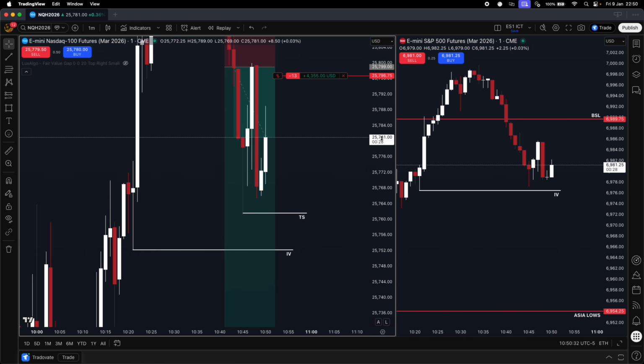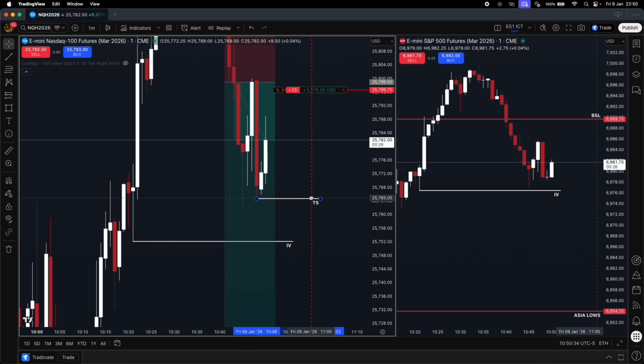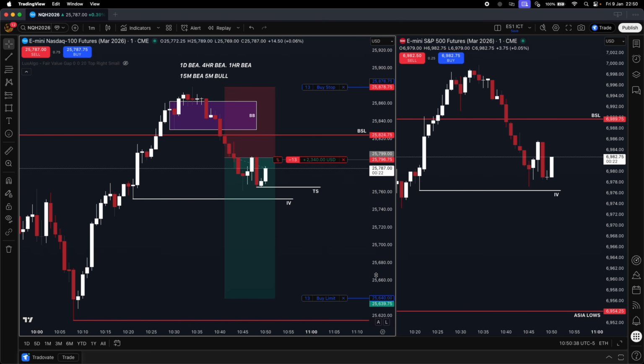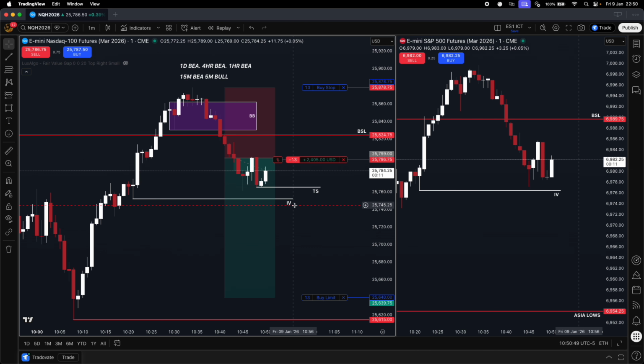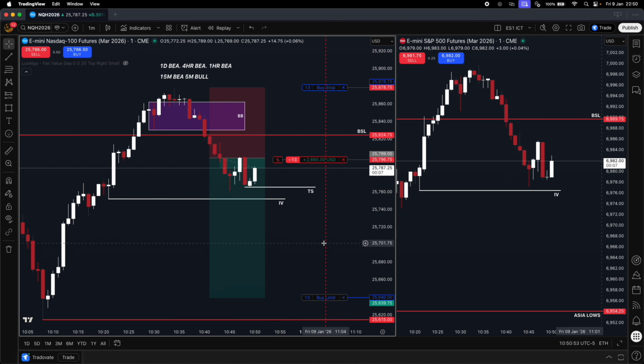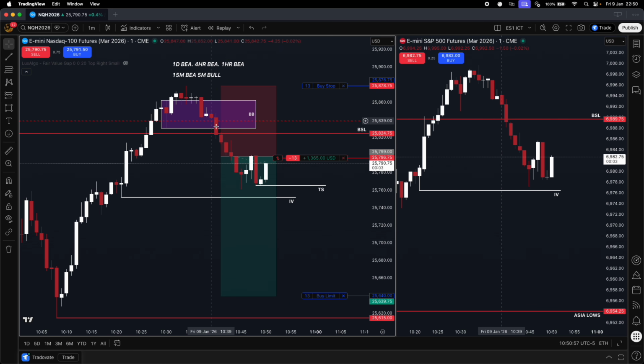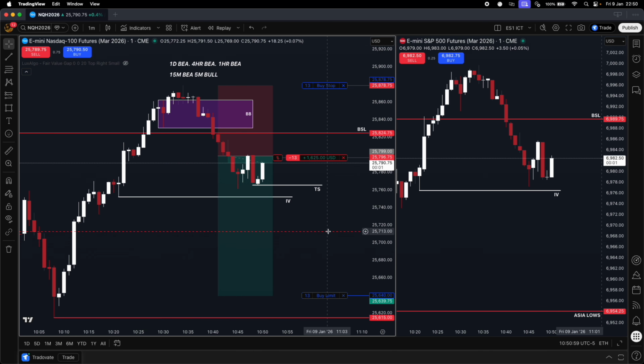So our new point of TS is this low. So once price trades below the invalidation low, that's when we'd likely see price start to accelerate lower. If not, then it starts to trade into these imbalances, so we'll see.